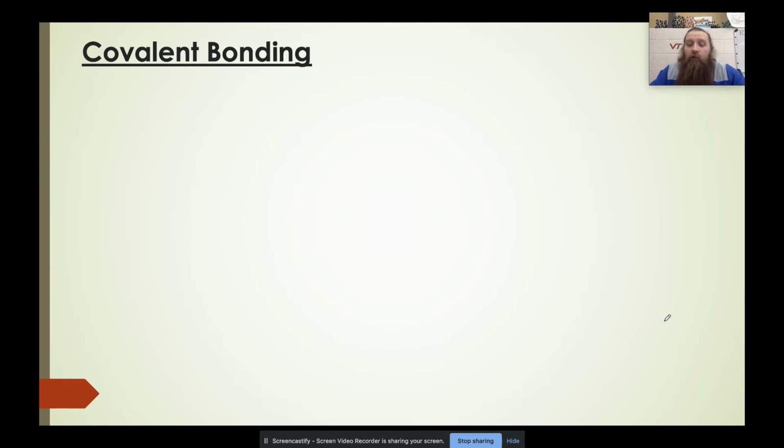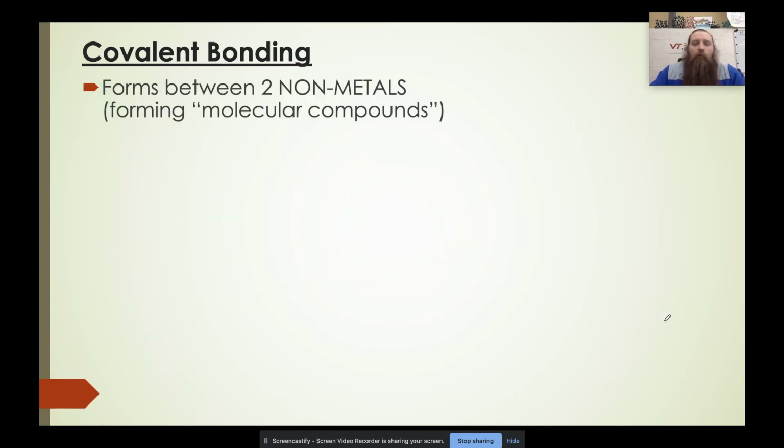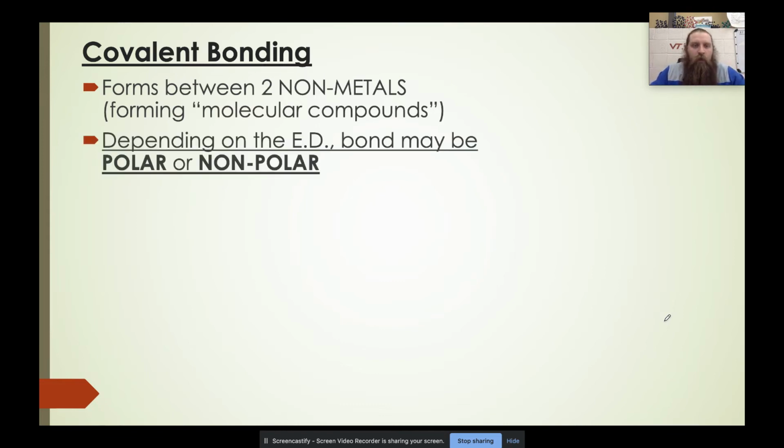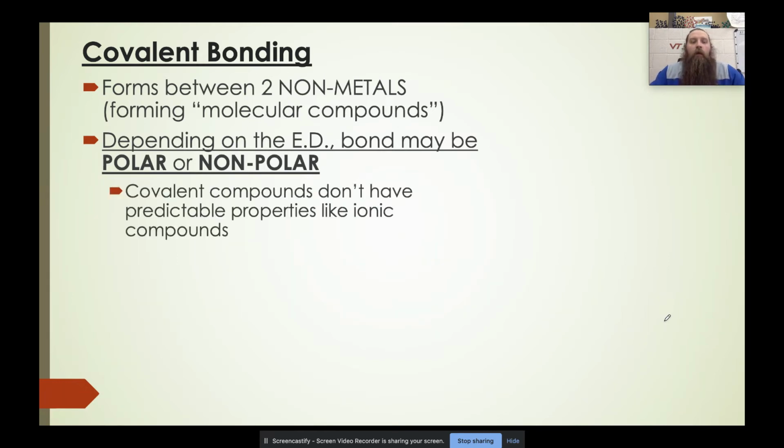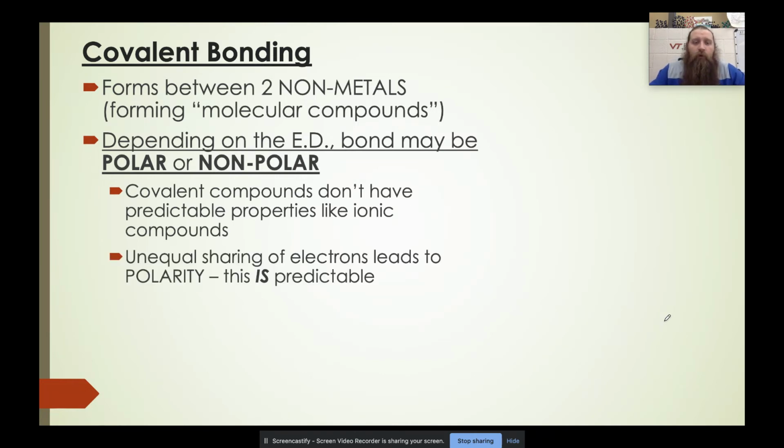Now let's look at covalent bonding. Covalent bonding forms between 2 nonmetals. They form what we call molecular compounds. Depending on the electronegativity difference, a covalent bond might be polar, might be nonpolar. Unlike ionic compounds, there are no predictable properties for covalent compounds. So there's nothing to memorize there. Just know that they don't have predictable properties.